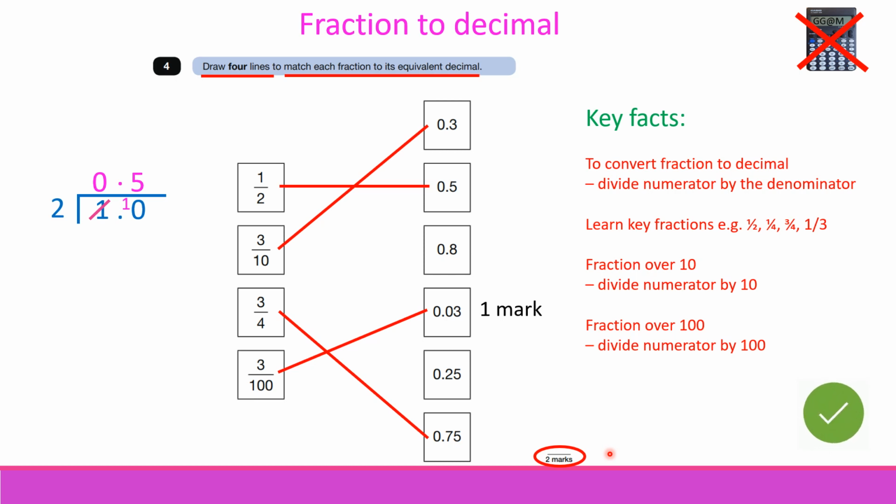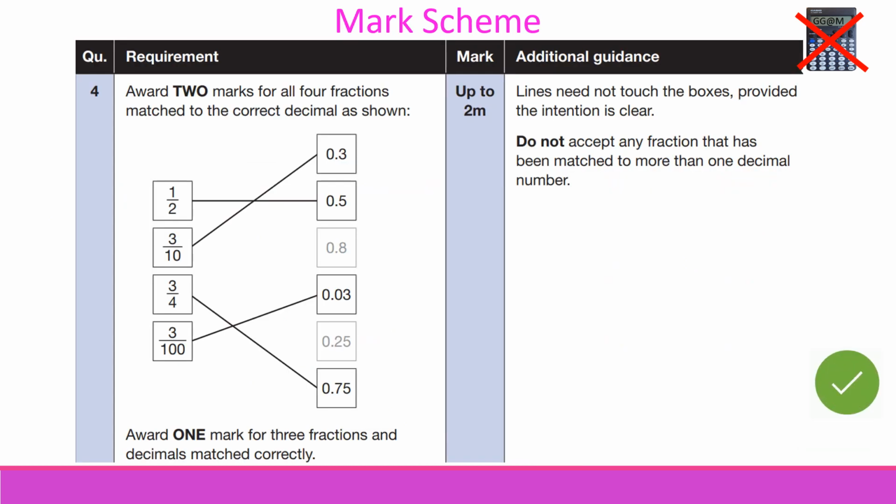Give yourself a big tick if you got these correct. Well done, great work. The mark scheme on this question shows there are 2M, which means 2 method marks, or up to 2 method marks for getting all of them correct. It says you get 1 mark awarded for 3 fractions and decimals matched correctly. So if you get 3 out of the 4 done correctly, you'll get 1 mark. If you get all 4 of them correct, you will get the second mark.